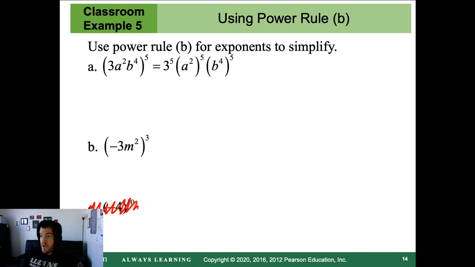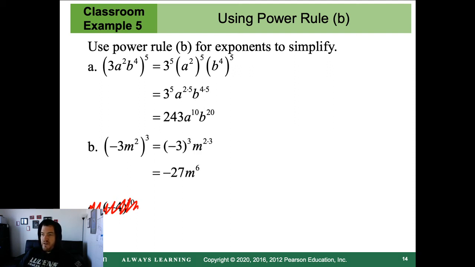Okay, so this one, I love that they did this. They didn't put the 3 in parentheses, but I love that they did it this way. Yeah, so you got that one. So that just becomes that. And I think they actually do 3 to the 5th, which is 243, a to the 10th, b to the 20th.